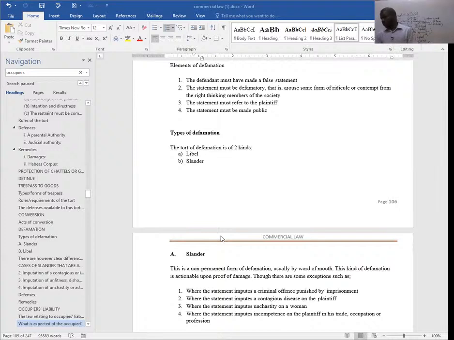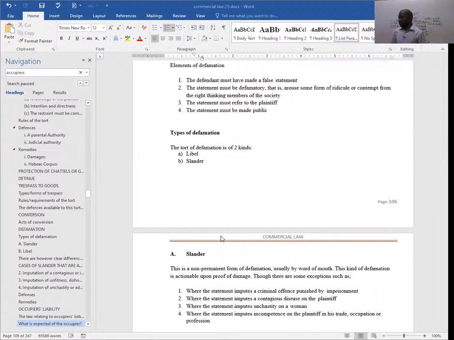Then number two, where the statement imputes a contagious disease on the plaintiff. A contagious disease is one that spreads very, very fast. So today someone accuses Becky, maybe says that Becky has a particular disease which is very contagious, yet it is not true about Becky. So Becky doesn't have to wait for the repercussions to happen. Immediately she hears of such, she can bring the action in a court of law, and it will be allowed by the court to be heard as a case against the defendant.